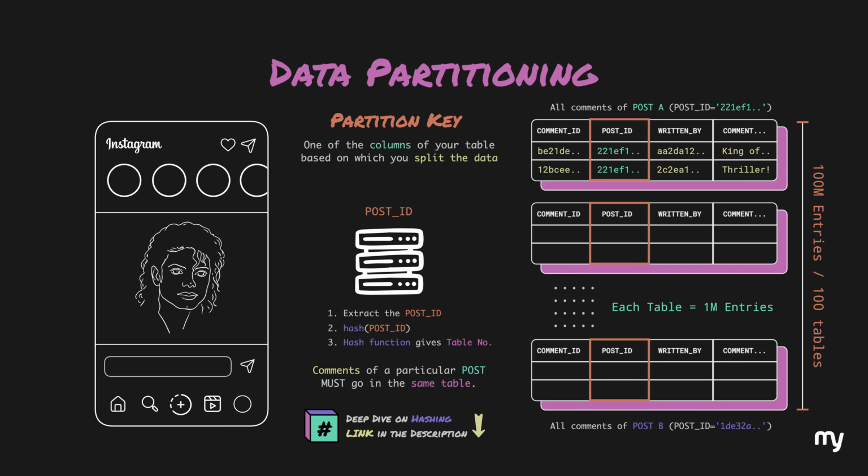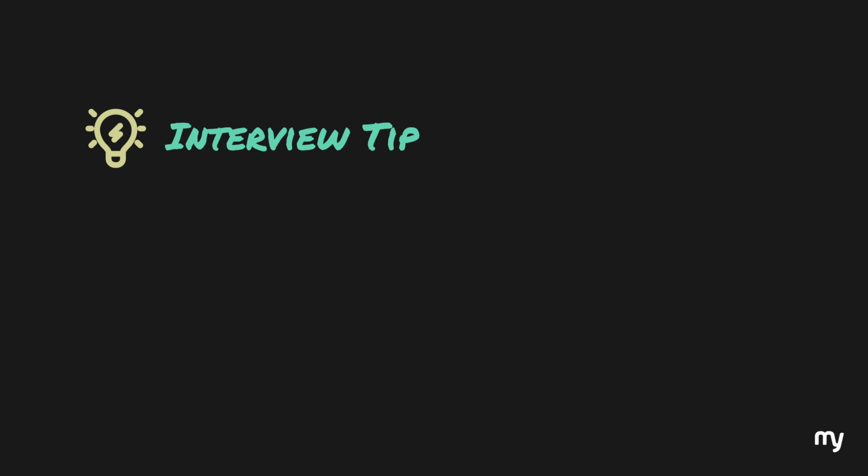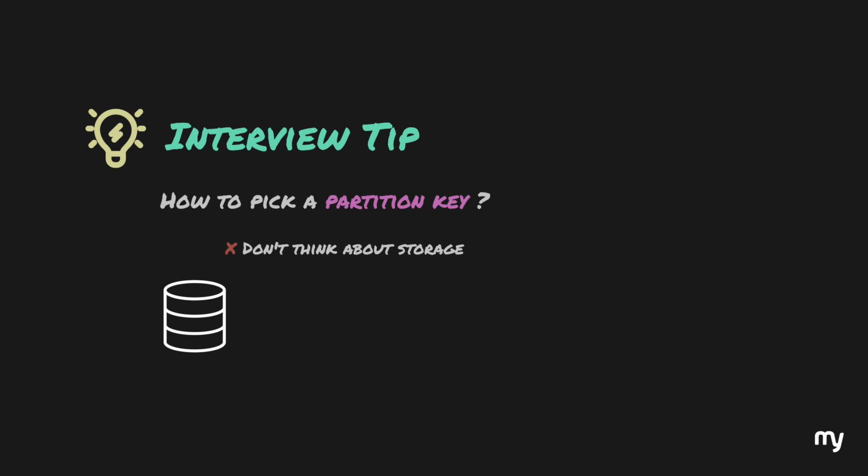So, at this point, we have understood why we have to split the data and how to pick up a partition key. In a system design interview, if you are ever confused about which column you should pick as the partition key, don't think about how your data will be stored. Think about how it will be retrieved, and that will give you your answer.